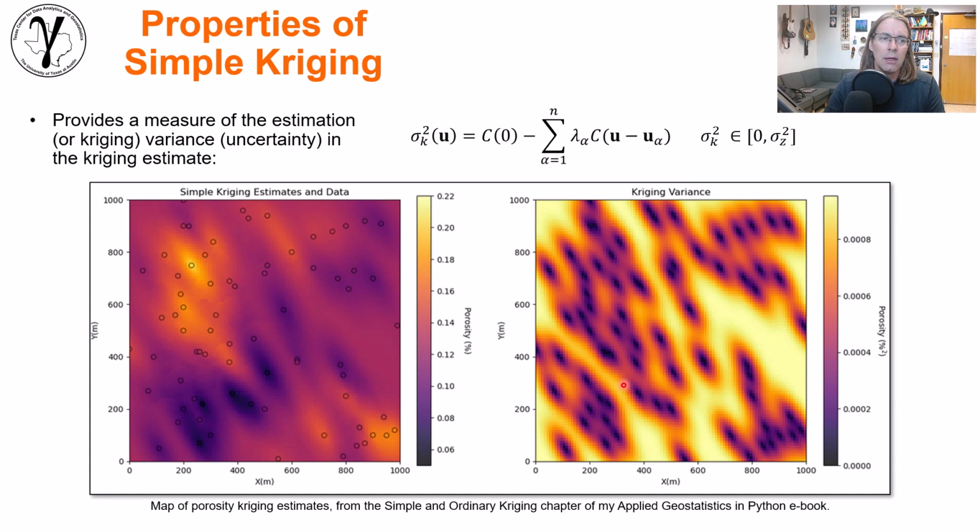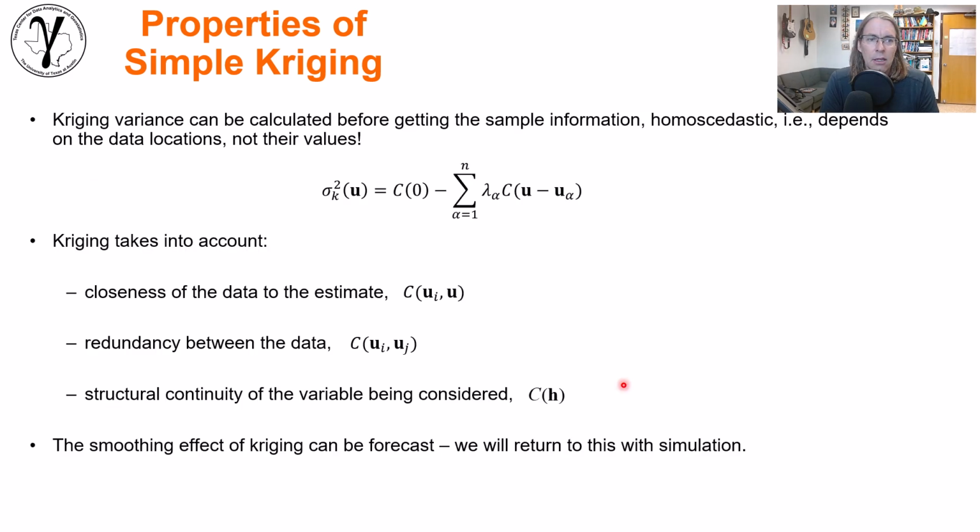Okay, so Kriging variance. The Kriging variance can be calculated before getting the sample. Isn't that crazy? I think that's really interesting. If you look at this equation, this is the variance. These are the weights from the Kriging system.